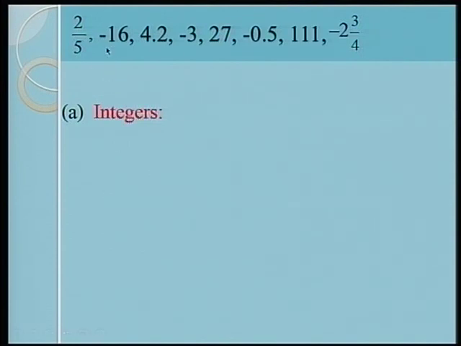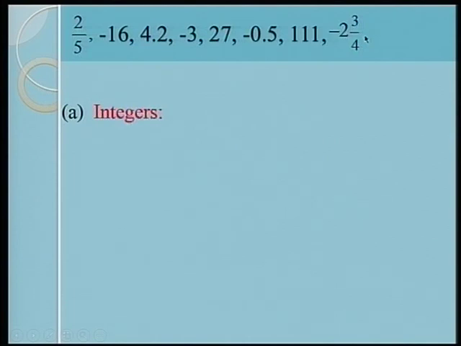The second one, -16, is an integer. 4.2 is a decimal number, therefore cannot be taken in the list of integers. -3 and 27 are both integers. -0.5 is a decimal number, therefore we cannot take this decimal number. 111 is an integer that we will include in our list.